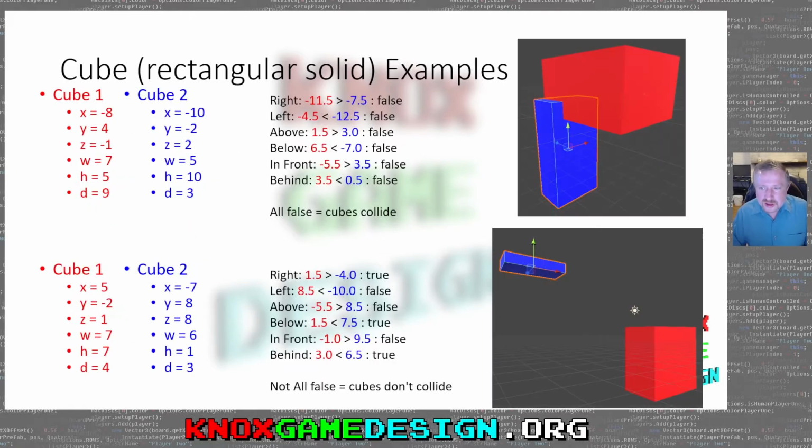So here are a couple of examples that I came up with, and you can see there on the right side, I actually implemented these in Unity and took screenshots. I'm not going to go over the Unity code for that.